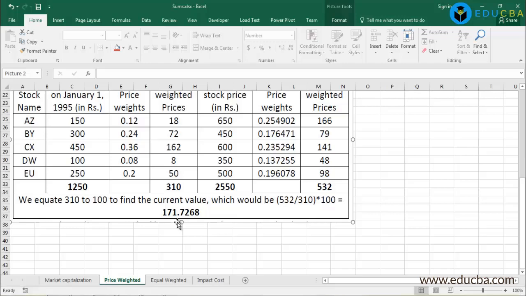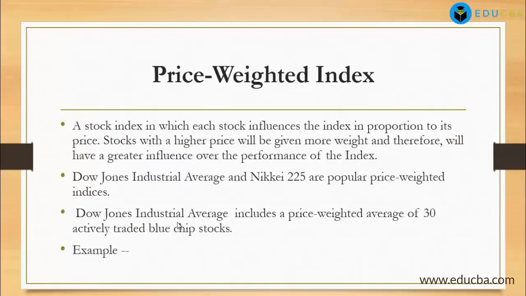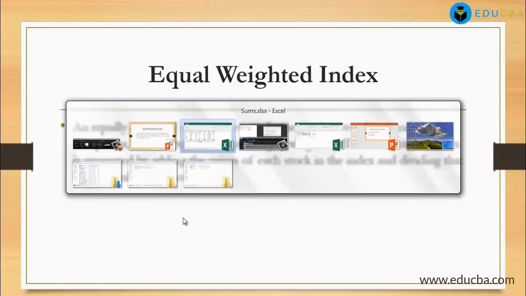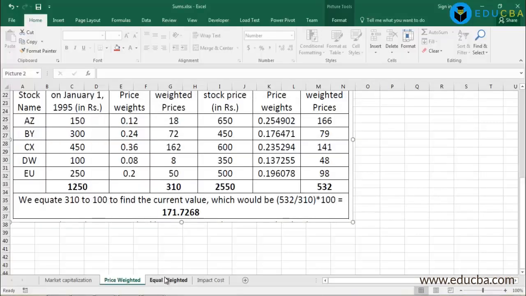All right, moving on to the next type of index, which is the equal weighted index. Now in this scenario, I think it's pretty explanatory. The term denotes itself: an equally weighted index makes no distinction whether you have large or small companies, both of which are given equal weighting. The value of the index is generated by adding the prices of each stock in the index and dividing that by the total number of stocks.